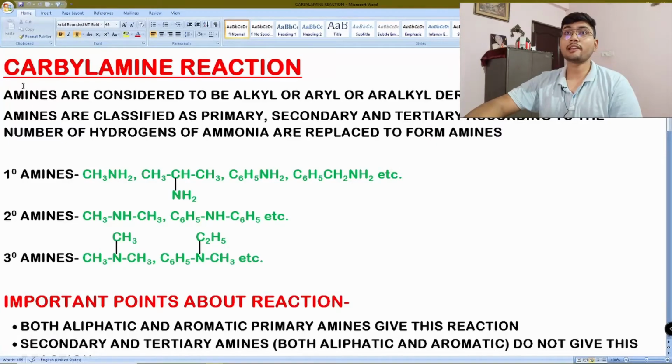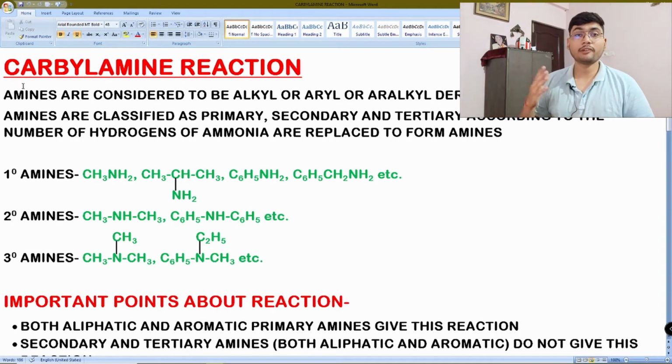So as you can see, the heading is carbylamine reaction. Before getting into the reaction part, I am going to first explain how to determine whether an amine is a primary, secondary or tertiary amine, because there is a slightly different way to determine this. For example, if you take alcohol, to determine whether it is a primary, secondary or tertiary alcohol, you simply have to look at the carbon atom to which the hydroxyl group, the OH group, which is the alcoholic group, is attached.